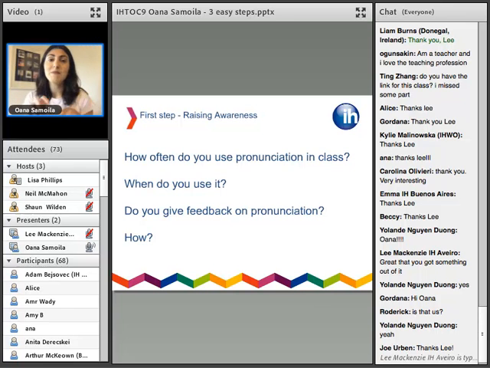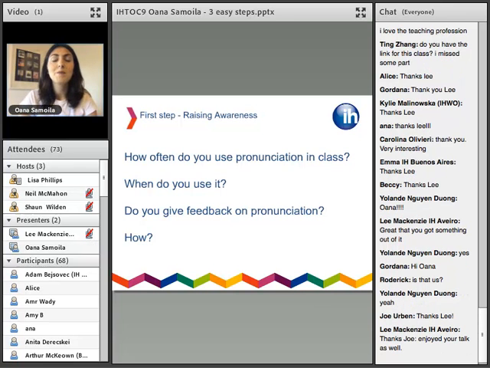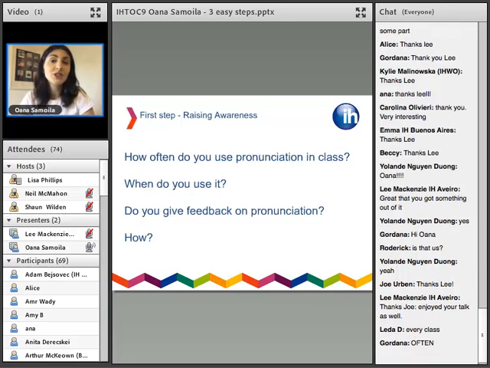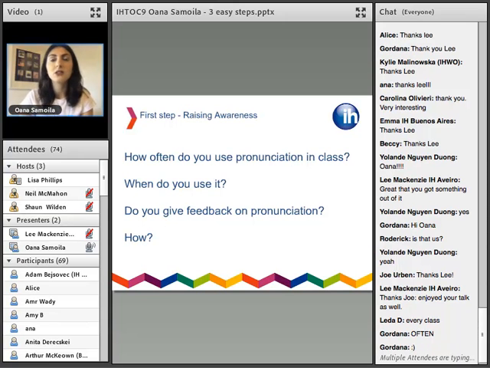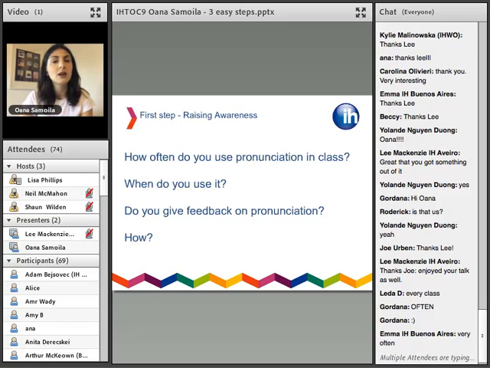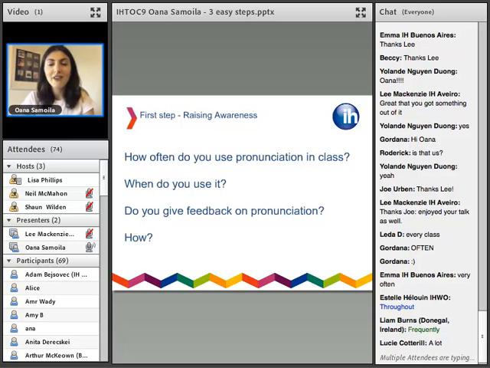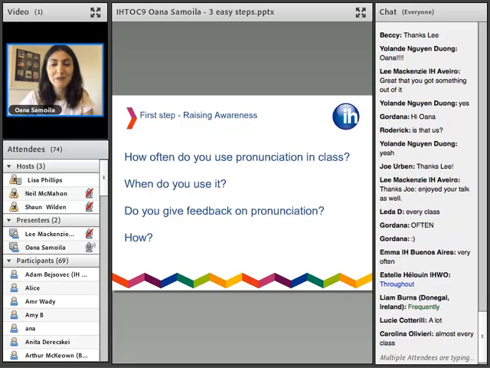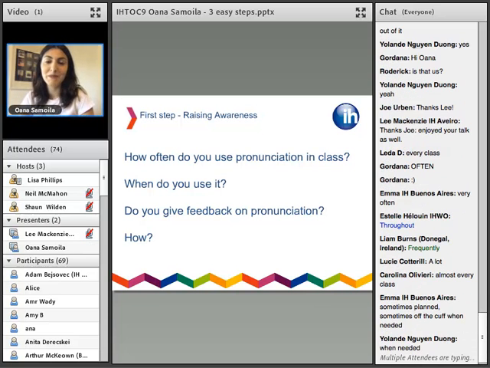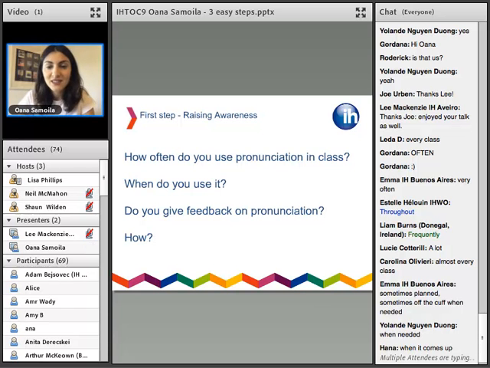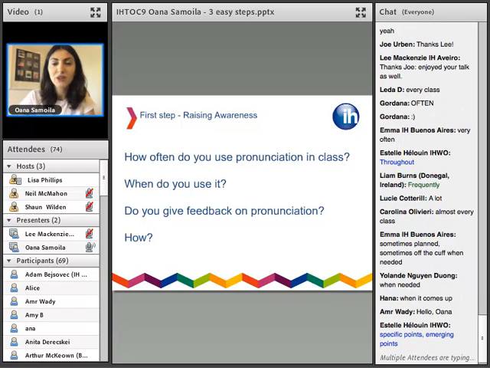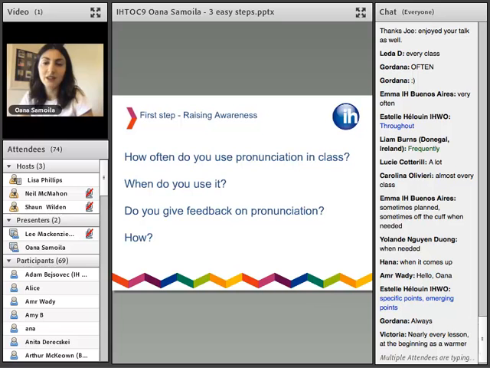If you could please type in the chat box, how often do you use pronunciation in class? And when do you use it? Do you use it at the beginning of the lesson? Do you use it midway? Do you just use random words? Is it part of your lesson? Okay. Oh, I'm very happy. I always love seeing people who are equally enthusiastic about pronunciation. Okay. It comes up when needed, sometimes planned, sometimes off the cuff.